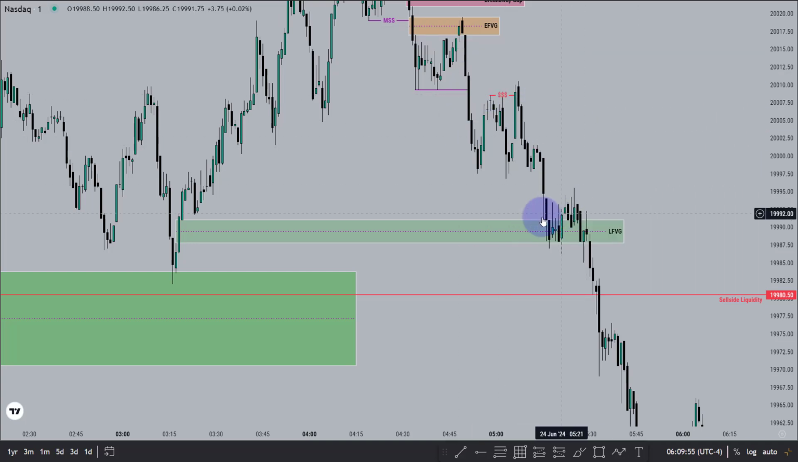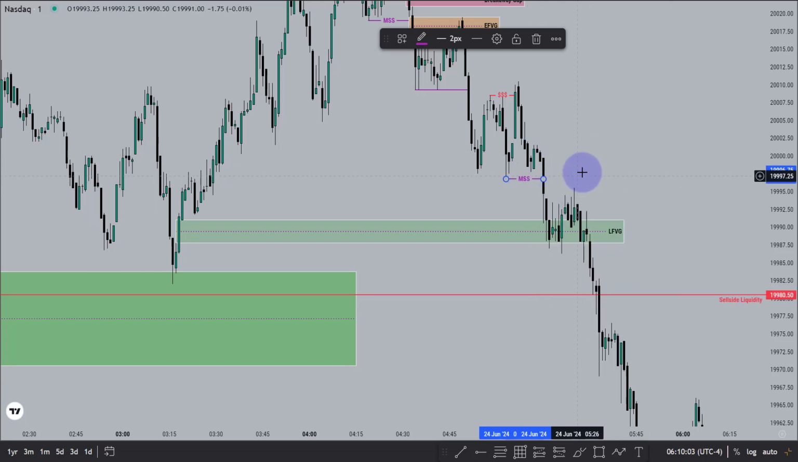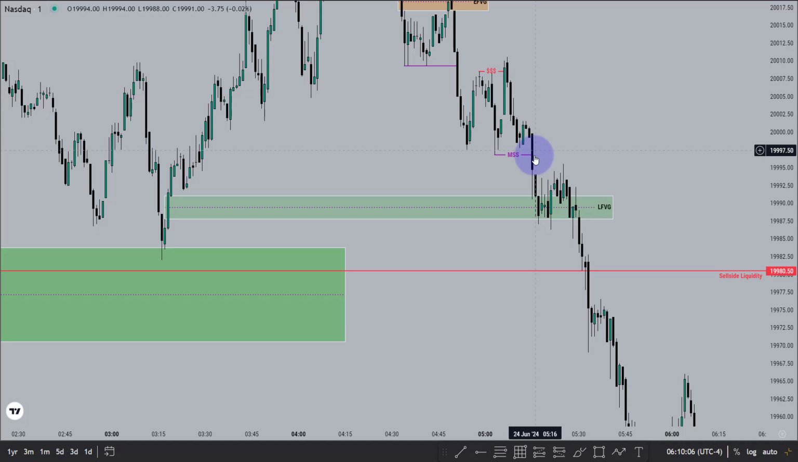Market has taken the liquidity. There was my perfect market structure shift over there. This was my perfect market structure shift. After shifting the market structure, I have this entry fair value gap, I have this breakaway gap. Let me mark the breakaway gap here. This is my breakaway gap and this is my entry fair value gap.